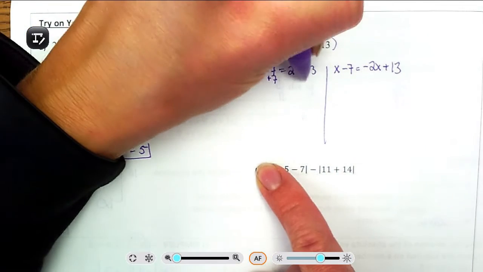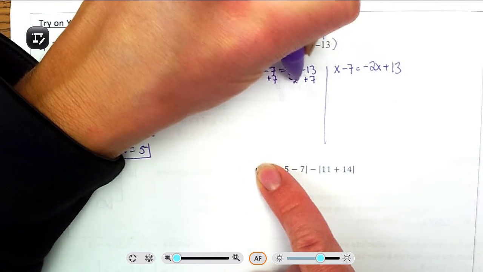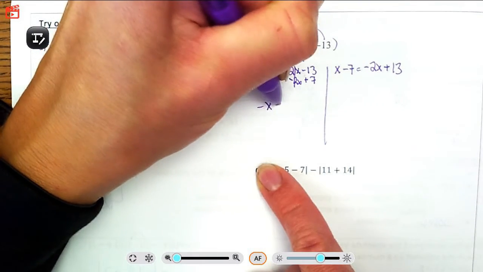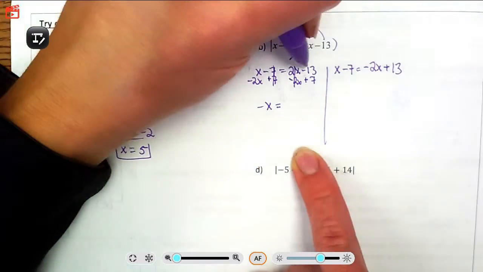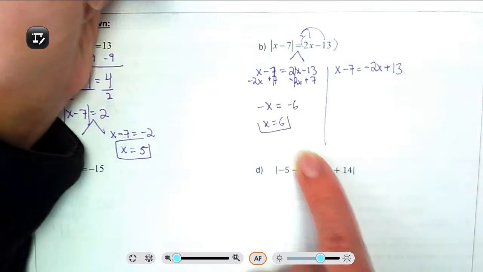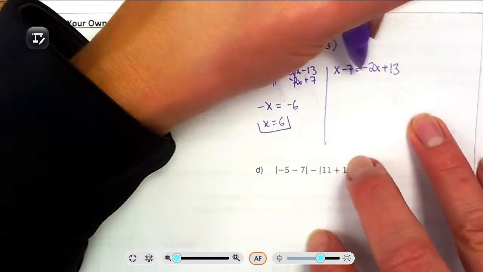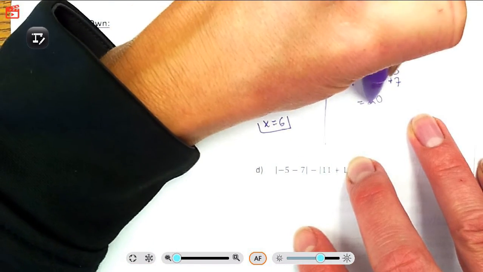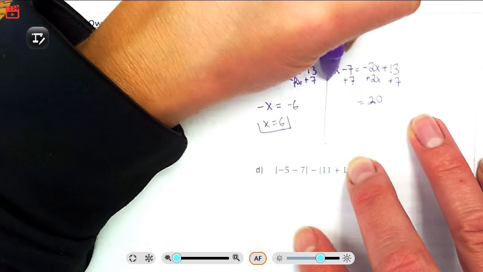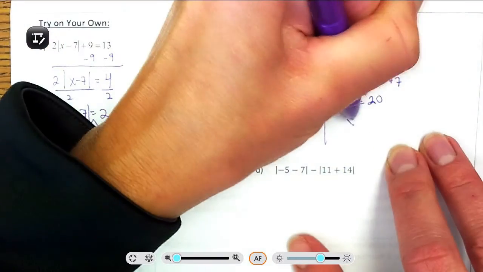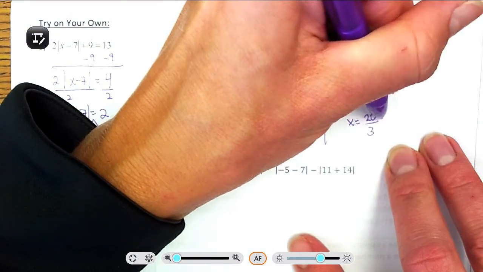All right. The first case, I'm going to add 7 to the other side and subtract 2x to the other side. Okay, so I get negative x equals negative 6, or x equals 6. And on the other side, I'm going to add 7 to get 20. And I'm going to add 2x to get 3x. Divide by 3, x equals 20 thirds.